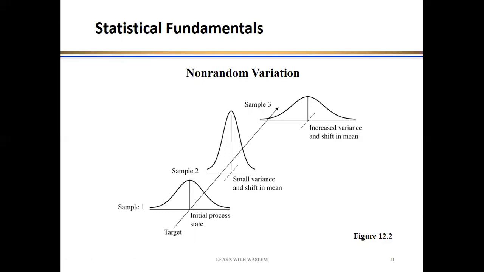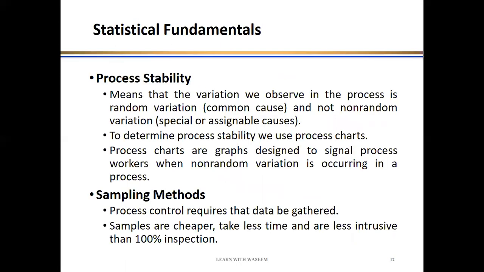So I hope I have explained this particular topic as much as possible. Okay, let's discuss some other thing in statistical fundamentals. Let's discuss the process stability first. Process stability means that the variation we observe in the process is random variation, that is the common cause, and not non-random variation.